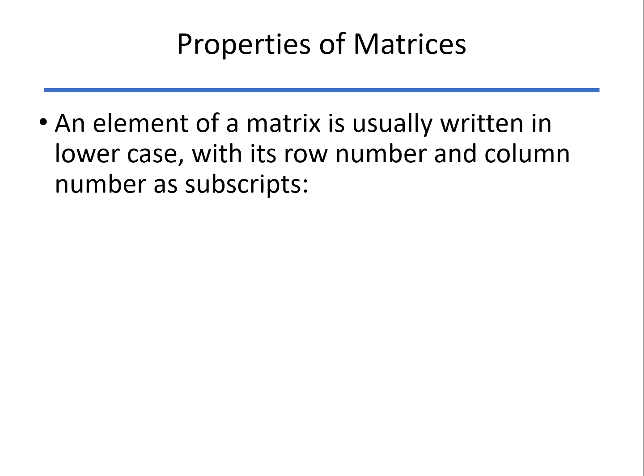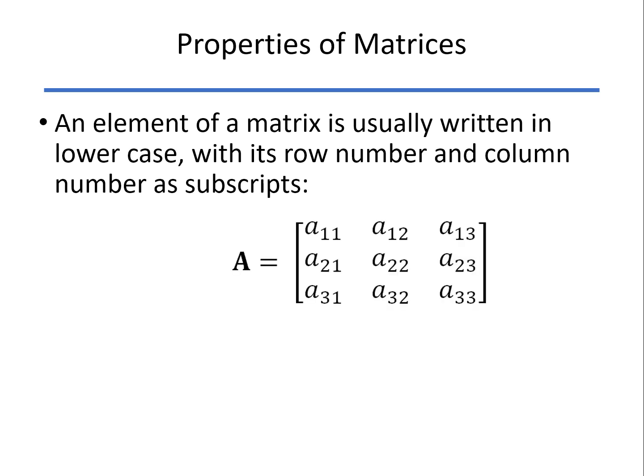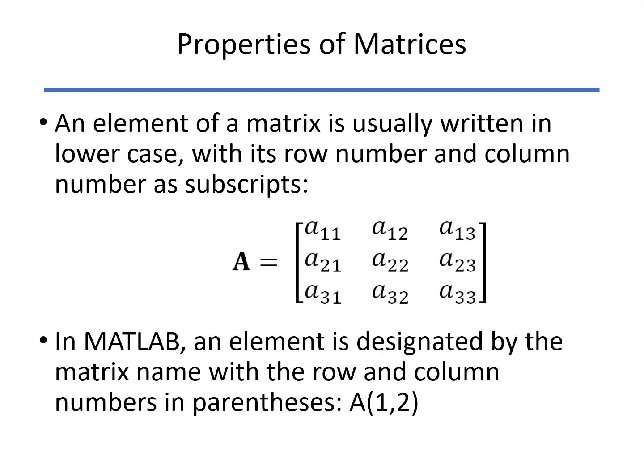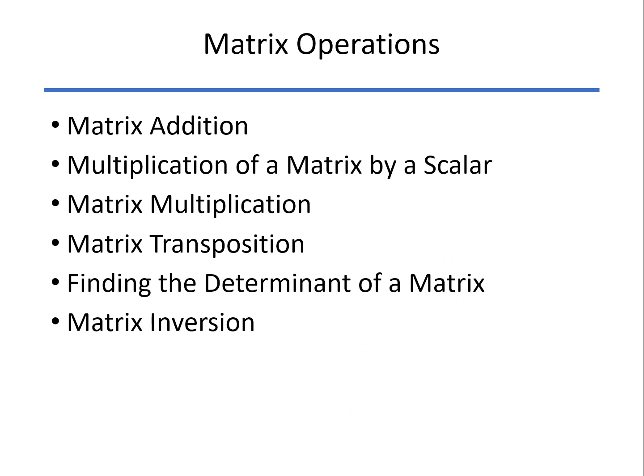When we write about an element of a matrix, we usually show that as lowercase, and the row number and column number are the subscripts. So the row number first, and then the column number. Now, of course, in MATLAB, we know that we use the same nomenclature, but with the row followed by the column, but we do that with these values in parentheses. So the matrix name followed by the row and column number in parentheses.